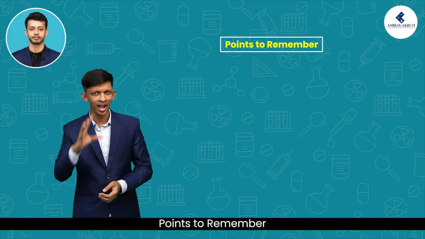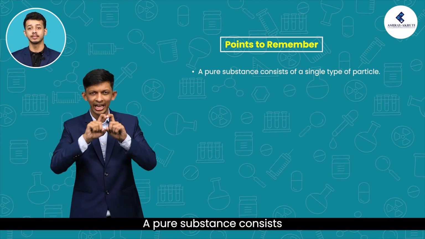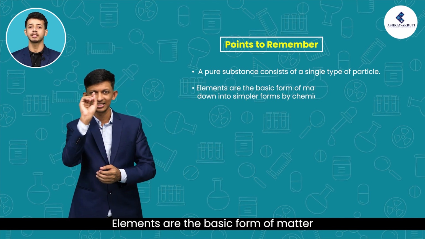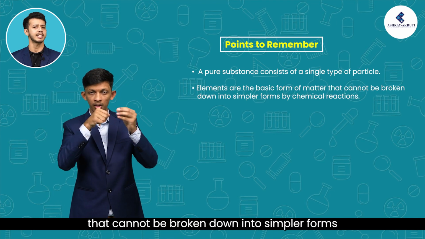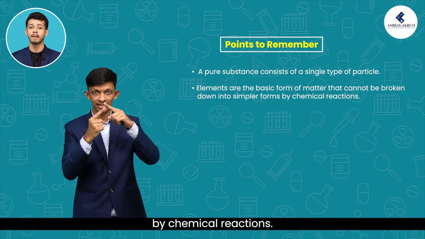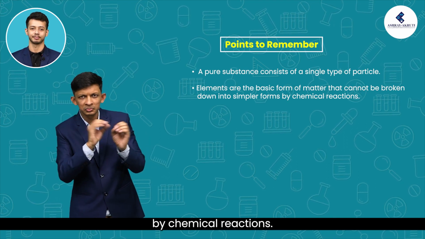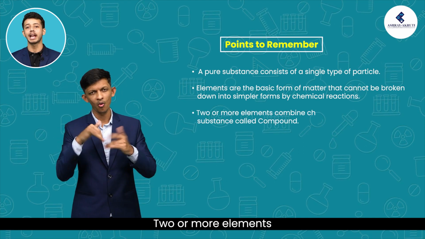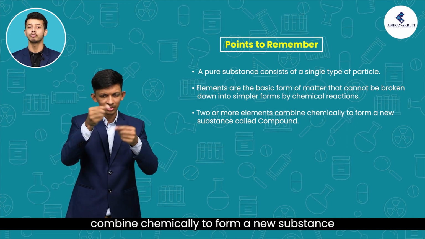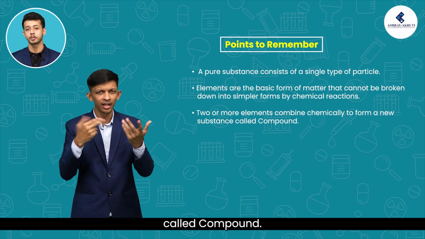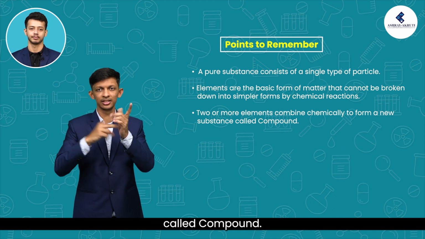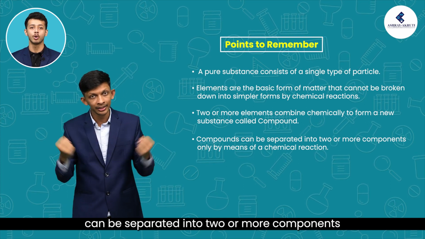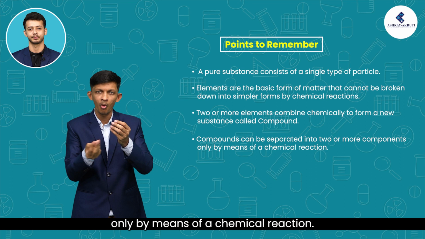Points to remember. A pure substance consists of a single type of particle. Elements are the basic form of matter that cannot be broken down into simpler forms by chemical reactions. Two or more elements combine chemically to form a new substance called compound. Compounds can be separated into two or more components only by means of chemical reaction.